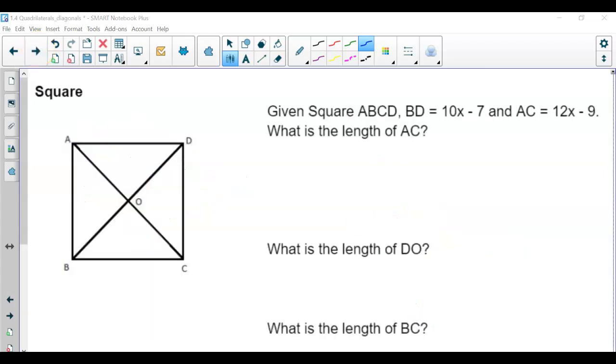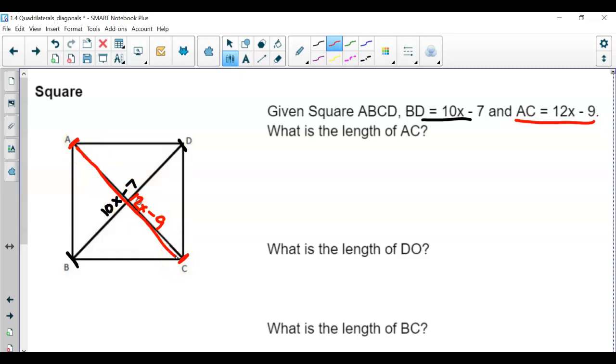And so now our last figure is the square. So let's go ahead and label. Our square BD is 10x minus 7. So BD is our entire diagonal here, 10x minus 7. And then AC, which is also the other diagonal, which here is 12x minus 9. So here are the full diagonals.